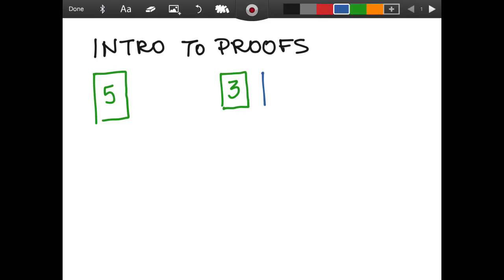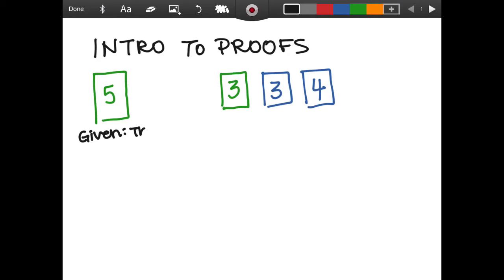We have a green 5, a green 3, a blue 3, and a blue 4. And we want to show that we can get from a green 5 to a blue 4. So we're given these cards. That's what we're just going to start with. And we're going to prove that we can get from the green 5 to the blue 4.